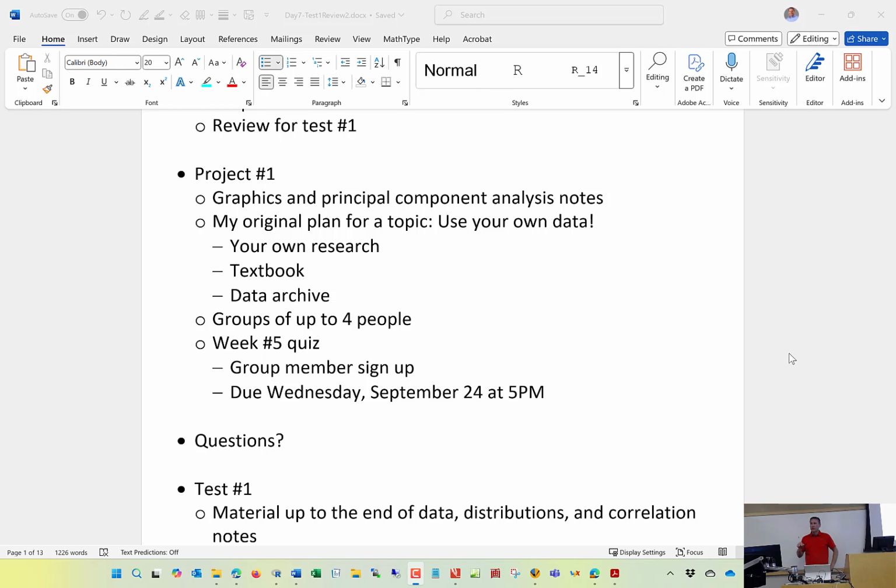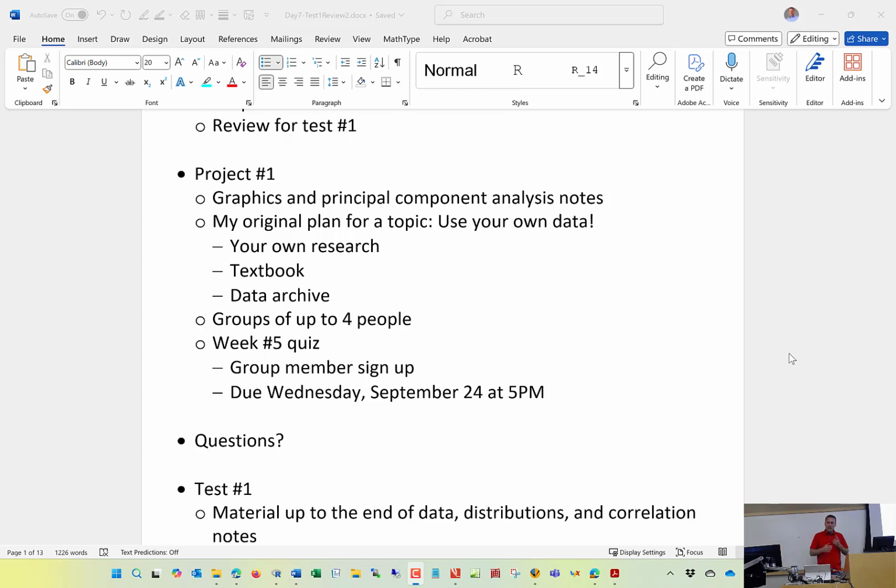Again, this will be group work. At least for this project, I want you to work in groups of up to 4, so 2 to 4, because I think you can learn a lot from your fellow classmates, not just from me. And it also emulates what you often have in the real world, where it's not just you working on something, you're working in a team.